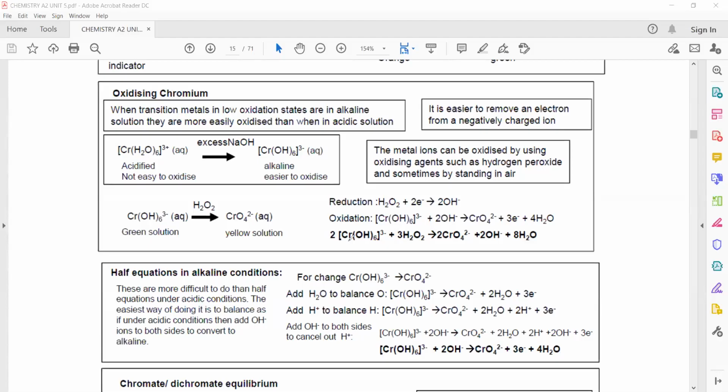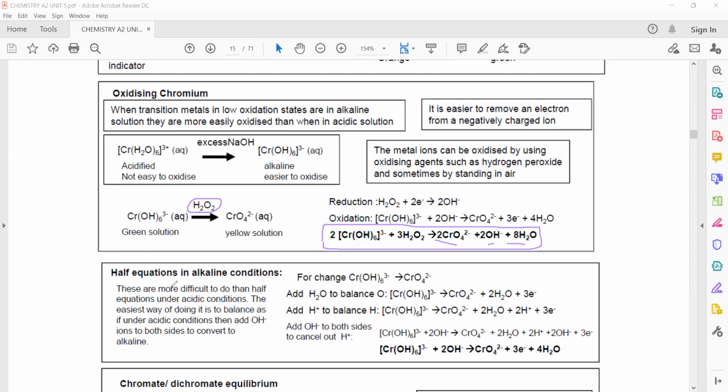If you use any oxidizing agent, in this example hydrogen peroxide, this is a half equation for hydrogen peroxide, and the other one is a half equation for the oxidation of the complex of chromium in alkaline medium. When we write a combined equation, this is the final combined equation for both reactions. So the complex of chromium in alkaline medium reacted with hydrogen peroxide becomes chromate and gives two hydroxide and water molecules.